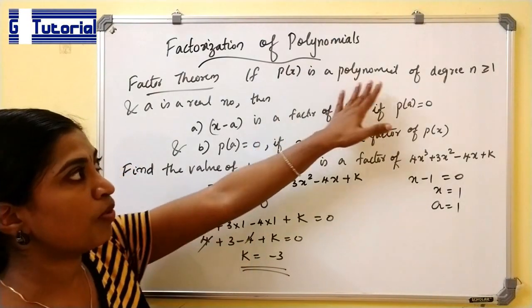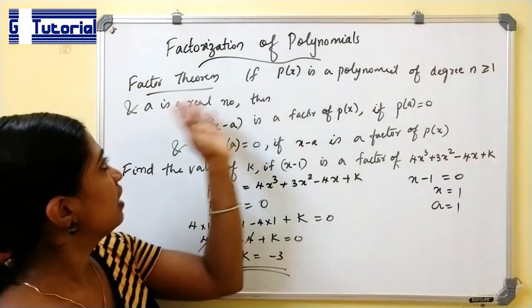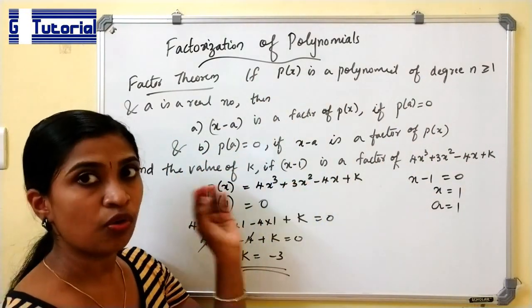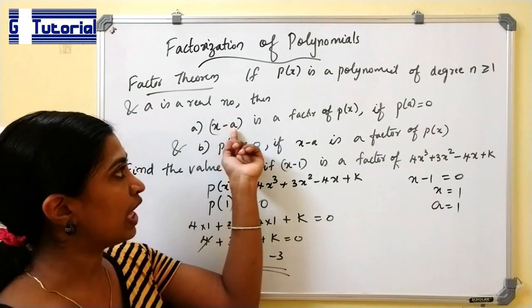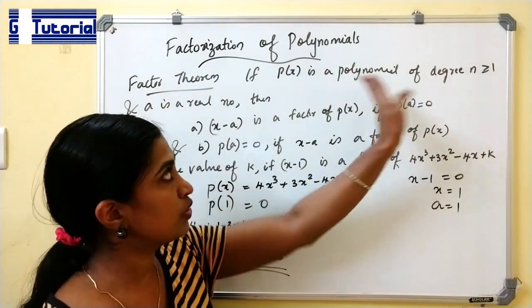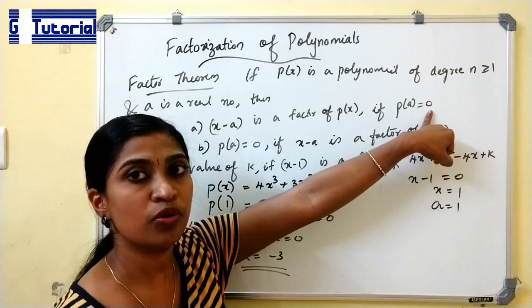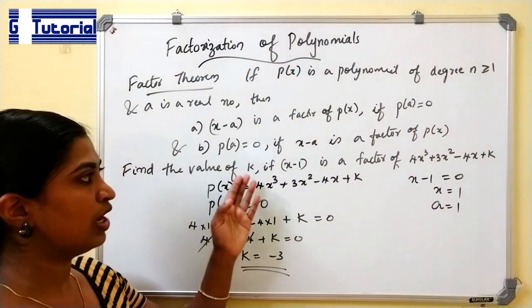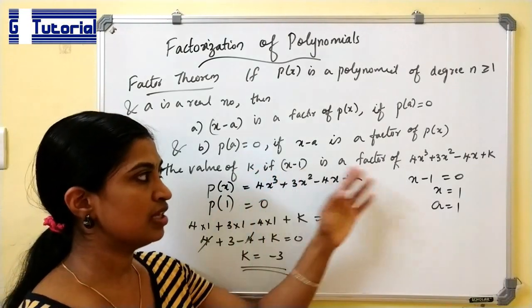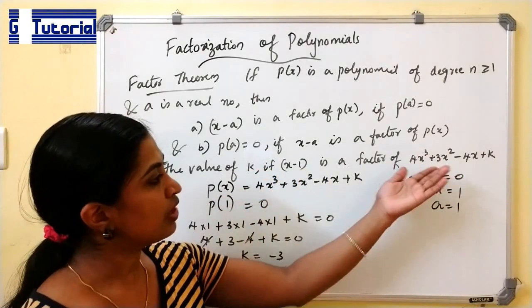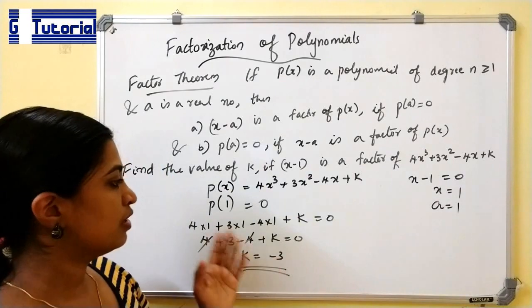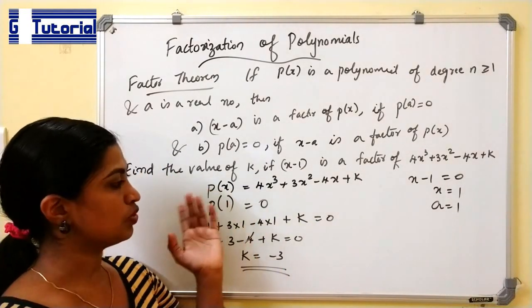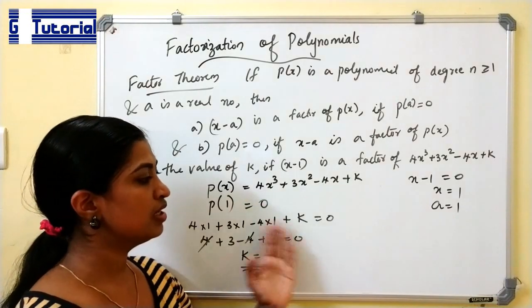If p of x is a polynomial of degree n and a is any real number, then x minus a is said to be a factor only if that value of a, when substituted in the given equation, equates that polynomial to 0. So, if we are asked to find the value of k and we are given a factor of the polynomial, we can easily solve by using this. That is, p of a is equal to 0. Substituting the value of a in the equation, we will get the value of k.